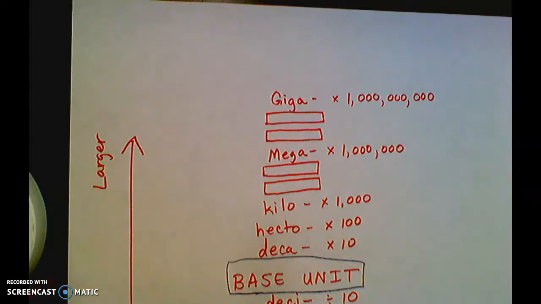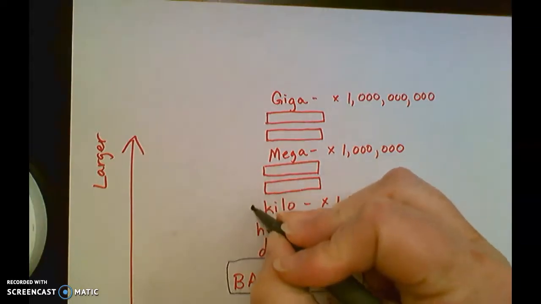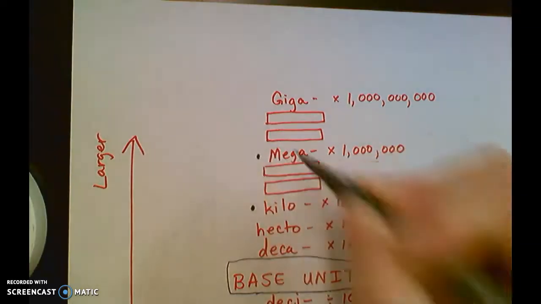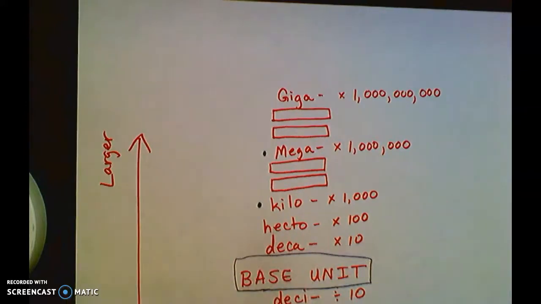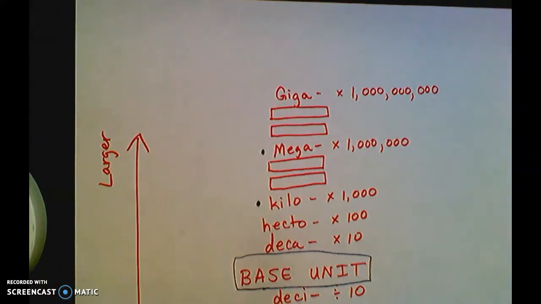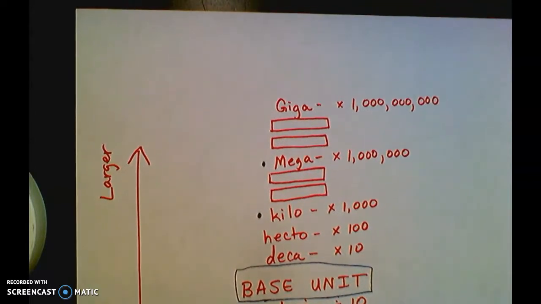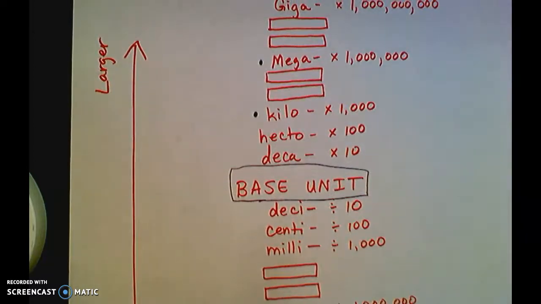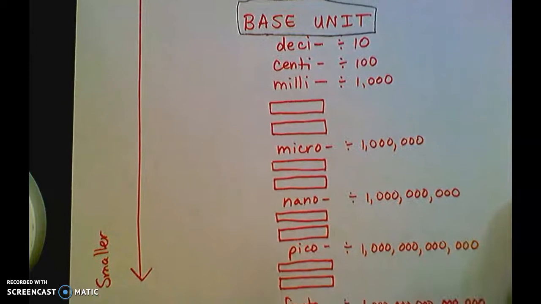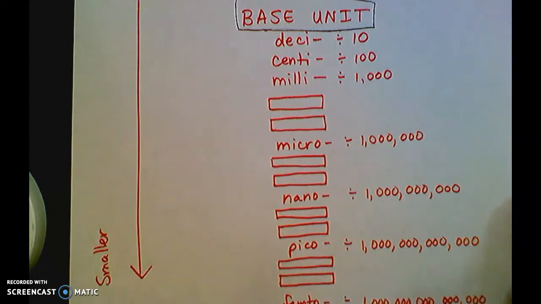And some of these, of course, are more commonly used than others. You see kilo quite a bit. You see mega. But you don't see hecto and deca all that much in chemistry. And we'll look at how we convert with these in just a bit, but I wanted to introduce you to the words first. As we work our way down, we have the fractions of these.